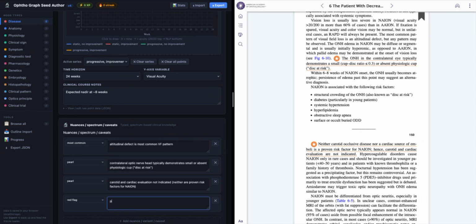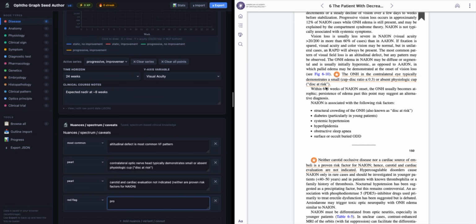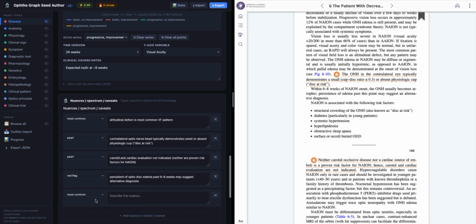And then that goes back up here to say within 6 to 8 weeks, the nerve becomes atrophic. Persistence of edema past this point may suggest an alternative diagnosis. So persistence of optic disc edema past 6 to 8 weeks may suggest alternative diagnosis.